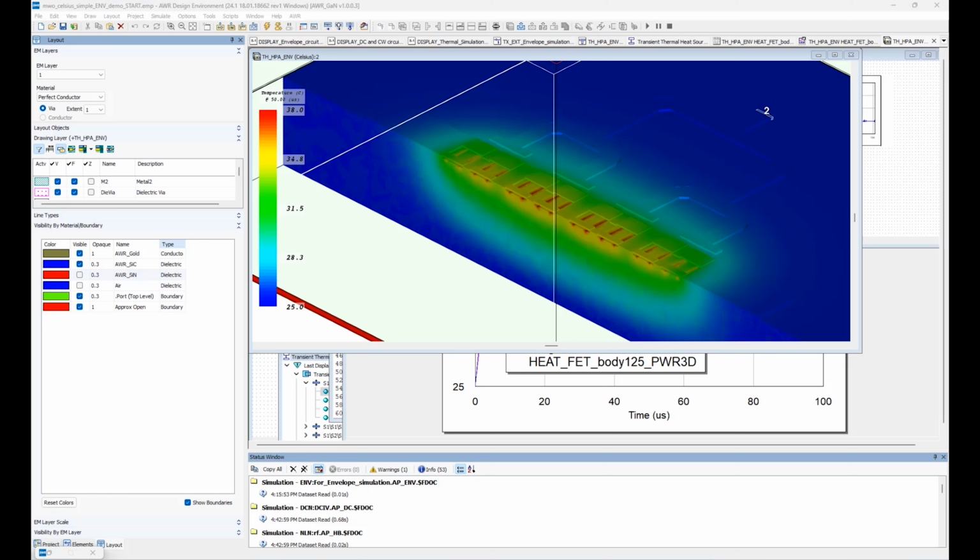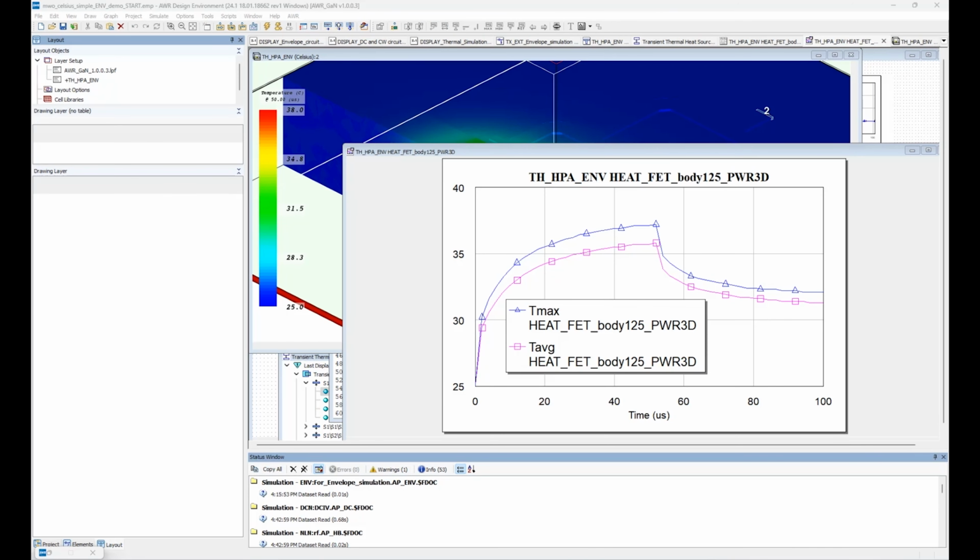Note that this example simulates only a single pulse and assumes that the entire structure is at room temperature until the simulation has started. You can see this in the graph of FET finger temperature versus time. At the end of the 100 microsecond simulation time, the temperature is still declining. In a more real-world scenario, we would expect that the transistor would be stimulated by a pulse train and therefore would reach an average temperature elevated above ambient.